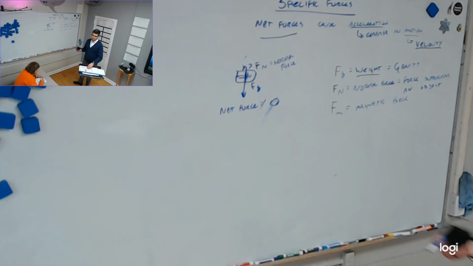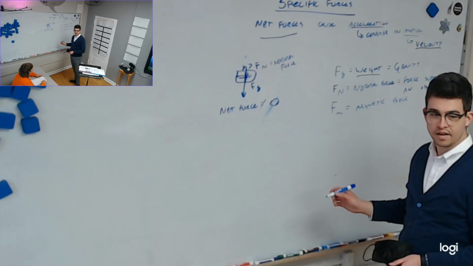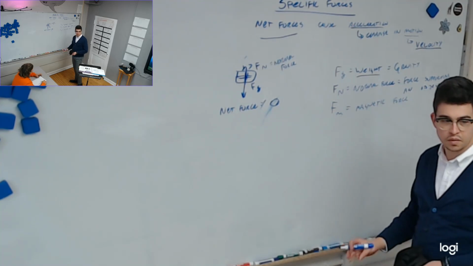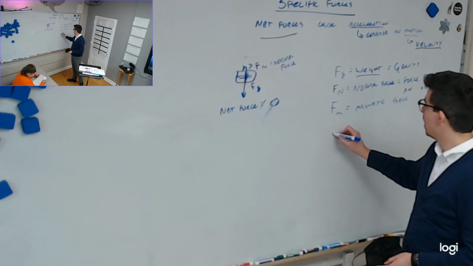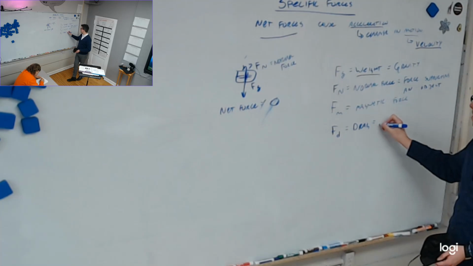That's too general. You said one earlier that isn't too general, though. What was it? Did anyone remember what Hunter said? Air resistance. Oh, air resistance. F sub, I'm going to call it F sub lowercase d, which is drag, which is air resistance.